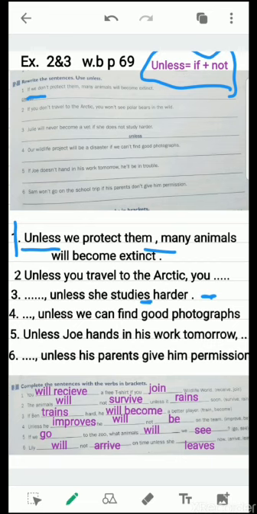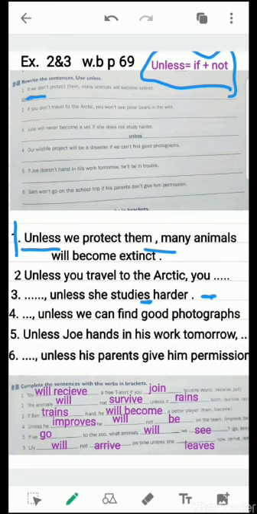4. Our wildlife project will be a disaster. What do we mean by disaster? كارثة أو مصيبة. If we can't find good photographs. سيصبح مشروعنا عن الحياة البرية كارثة إذا لم نجد الصور الجيدة. Good photographs. So we write, our wildlife project will be a disaster unless we can find good photographs.